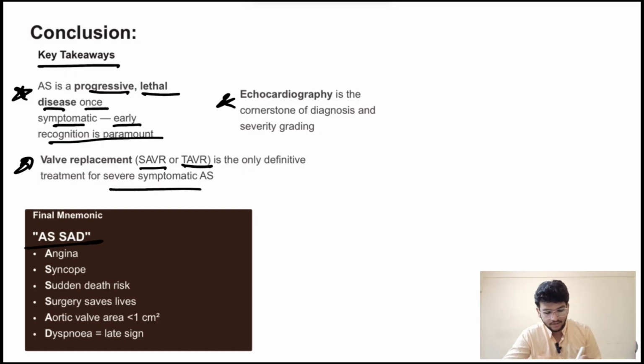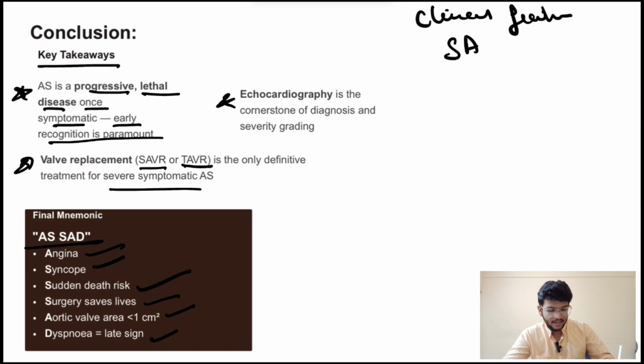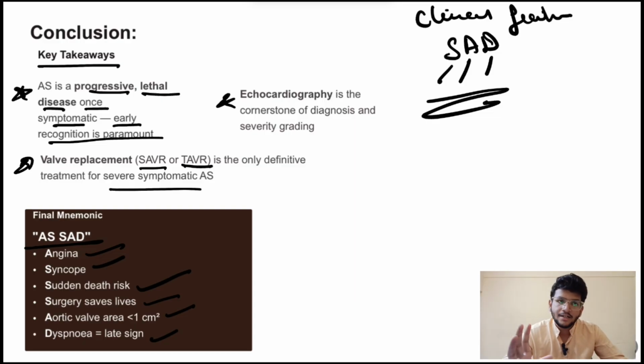And the mnemonic for aortic stenosis is AS-SAD, where A stands for angina, S for syncope, S for sudden death, surgical valve replacement saves life, and aortic valve area less than 1 centimeter squared, and D for dyspnea, the late sign, that is breathlessness. But the classical clinical features are SAD, that is syncope, angina, and dyspnea, the mnemonic for the clinical features of aortic stenosis.